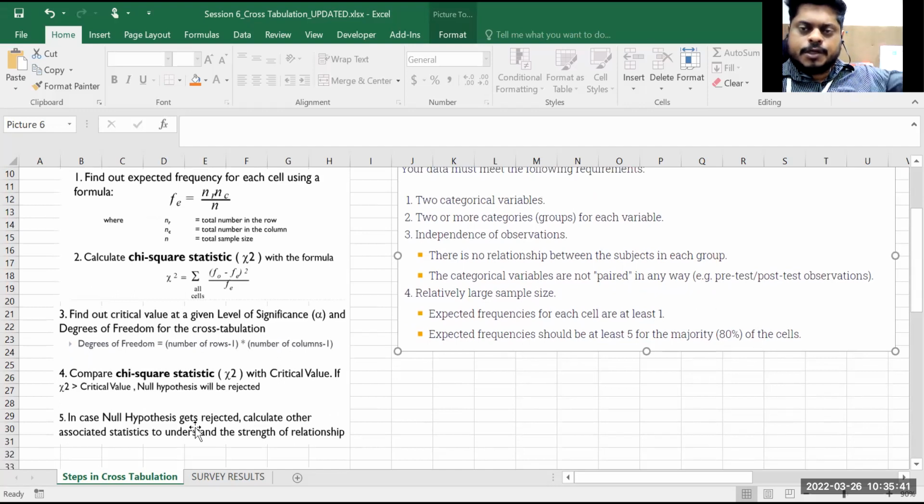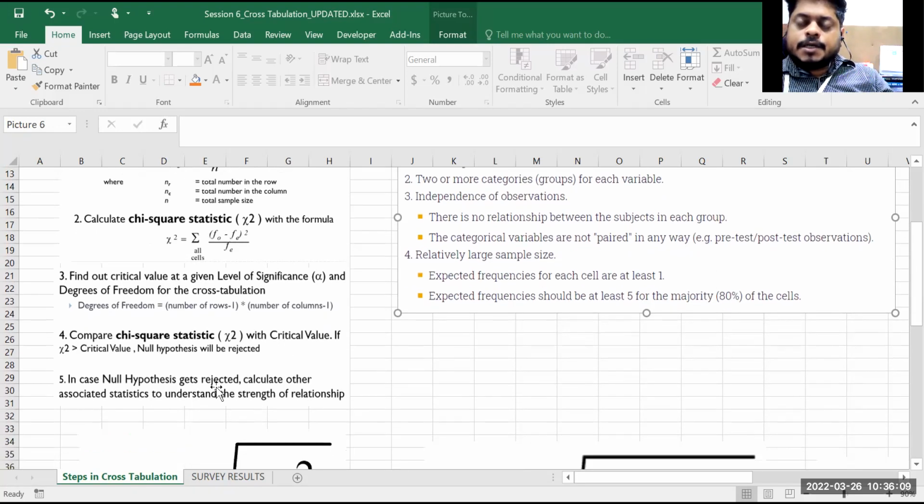Then obviously you have a chi-square statistic, that is the test statistic. Then you have a critical value. Compare that. If your test statistic is greater than the critical value, so always remember hypothesis testing: find out the test statistic, find out the critical value, compare them. Test statistic greater than critical value, reject the null hypothesis, right? Then in case the null hypothesis gets rejected, right?